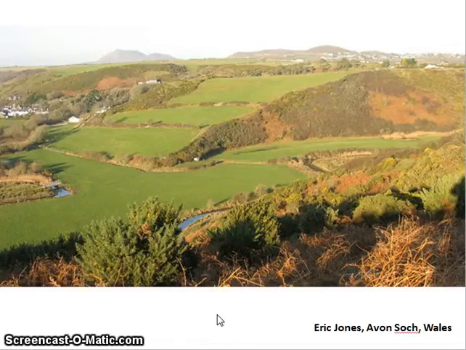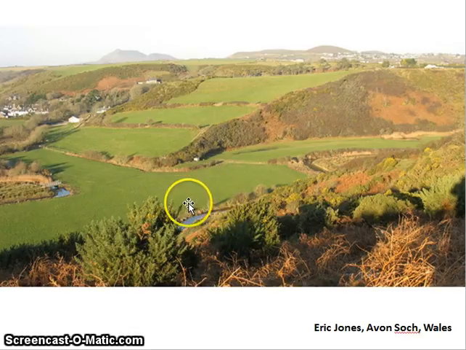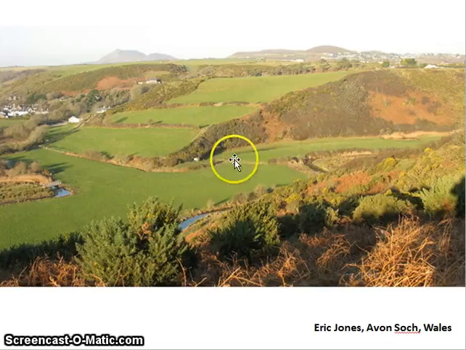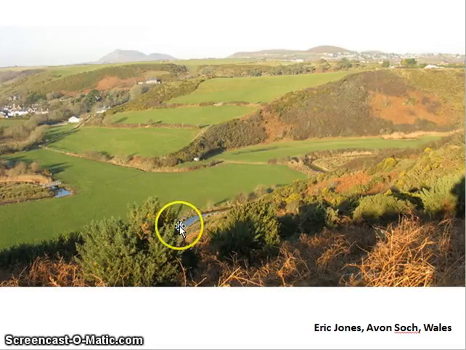So here we're looking at floodplains and levees. Here we're looking at the Afon Soch in Wales, and right next to the Afon Soch we can see this wide flat area that the river will expand onto when it floods. This is its floodplain, so we can see that the river is looping around here.